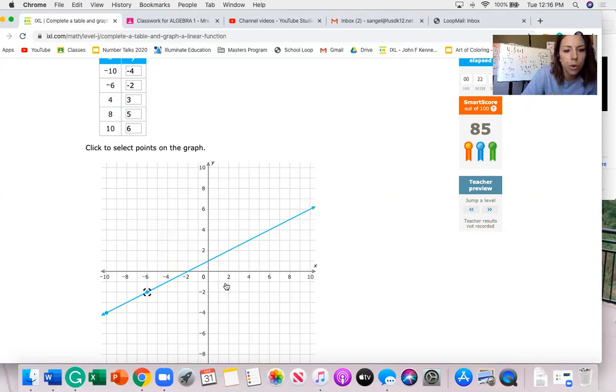Because it only took me 2 points to plot the line, I'm going to check all 3 of these. Let's start with 4, 3. 4, 3 is on my line. Okay, that's good news. What about 8, 5? 8, 5, also on my line. Good news. Last one, 10, 6 on my line. I know that I did my math correctly and I graphed my graph correctly.